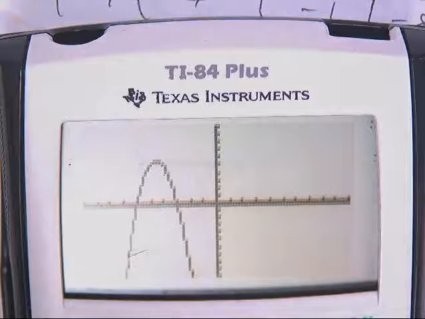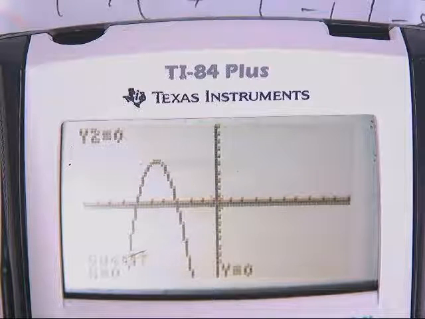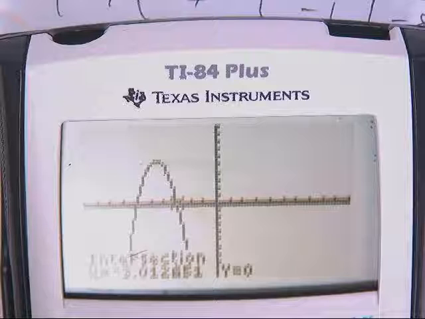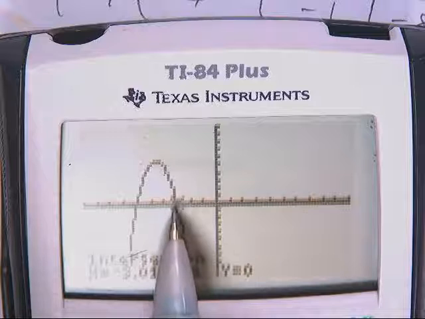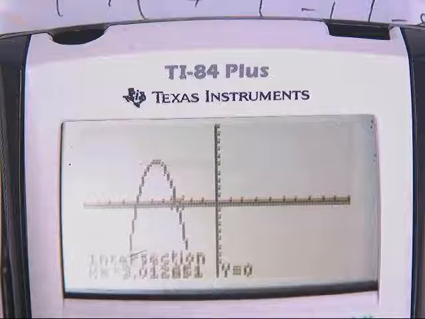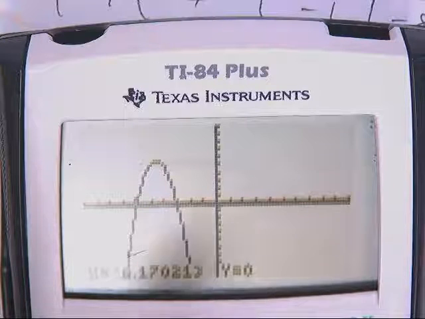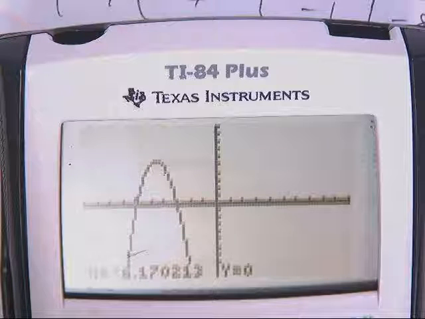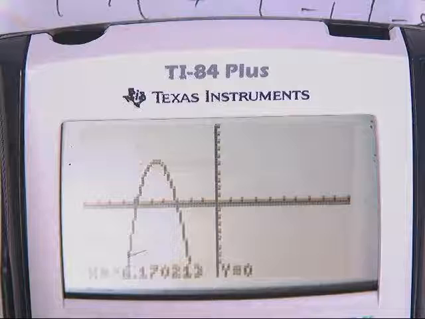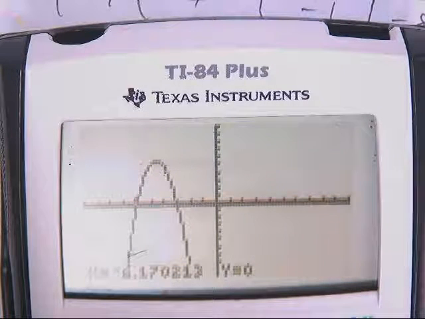Okay, so let's try it. Let's do second trace 5. Enter, enter, enter. And notice we weren't exactly at negative 3, but we were pretty close. And I could move over here to this one if I wanted. That was pretty close to negative 6, too. So that would work. So there's number 31. On it, they wanted to use the tables to determine the locations of the zeros.